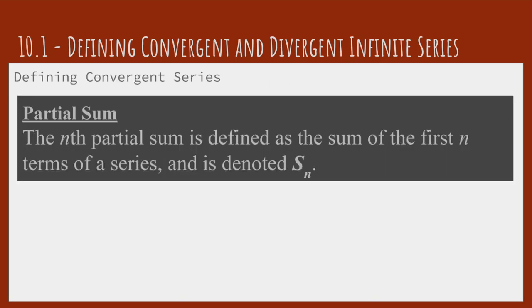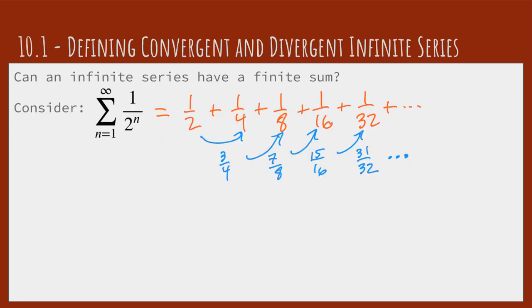So let's look at this a little bit more formally. If we want to define a convergent series, the first thing we need to do is define what's called a partial sum. I used the idea of partial sums in this last example here. These sums that I got as I added more and more terms together, those are what are called partial sums. And a partial sum is exactly what it sounds like. It's a sum of a part of a list.